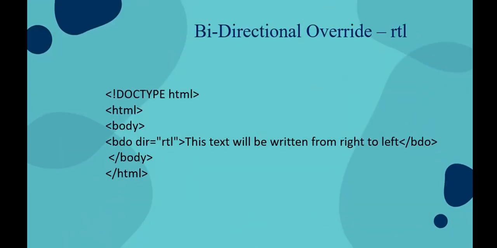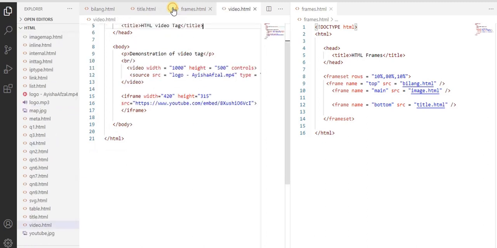Then bidirectional override. Normally we use the paragraph tag to display our text. If we need to reverse our text, what can we do? We can simply use this bidirectional override tag, BDO. This is the tag, open tag and close tag. Inside we specify our text. Then the dir attribute represents the direction of the text. We can specify this as right to left, left to right, anything according to our need. Here I specified right to left. Let's see what happens.